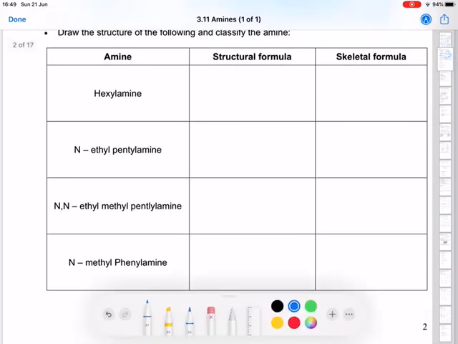Okay, so the next section here then, hexylamine. That's going to be 6 carbons. So CH3, CH2 x 5, and then NH2. That's the structural formula. The skeletal formula, so 6 carbons, 1, 2, 3, 4, 5, 6, and then I'm going to an NH2 there. Just so that you're happy with that.